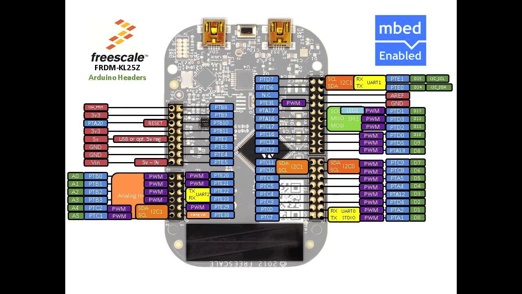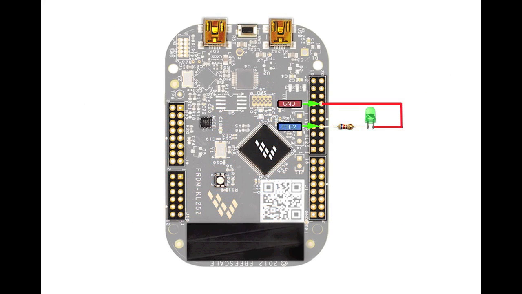Now, this microcontroller has many digital pins that you can use to do this. All of the digital pins on the KL25Z can be used to do this, but for the sake of our demonstration, we're going to connect an LED to the pin called PTD2, and we'll program the microcontroller to blink the LED on and off.